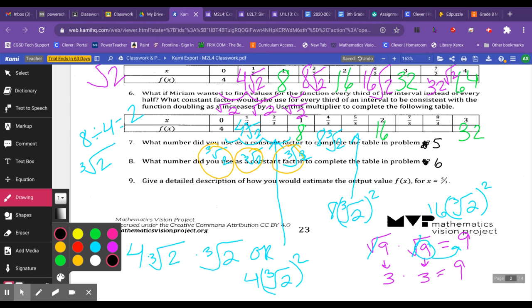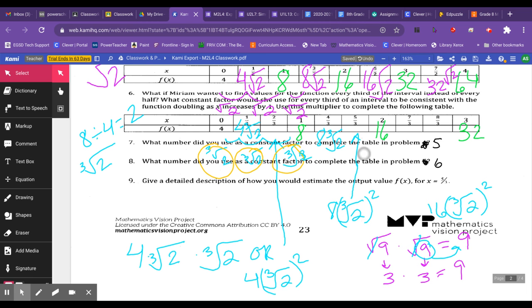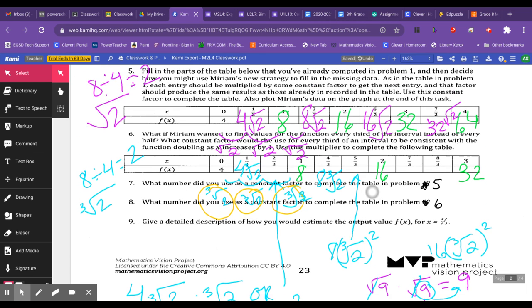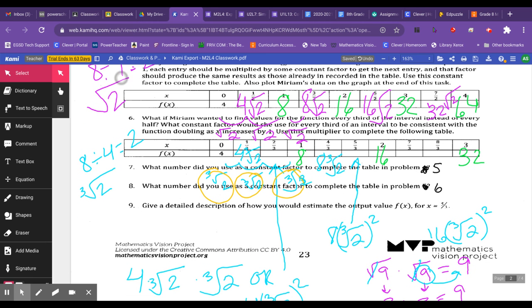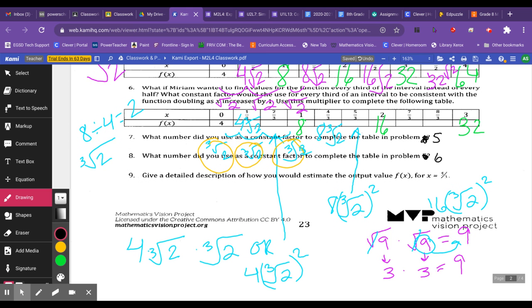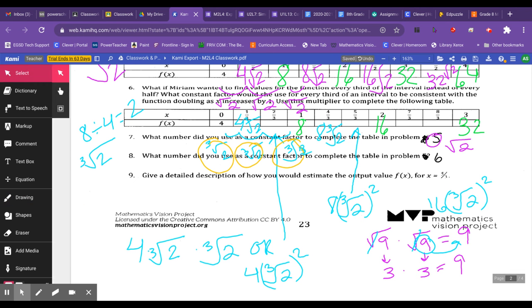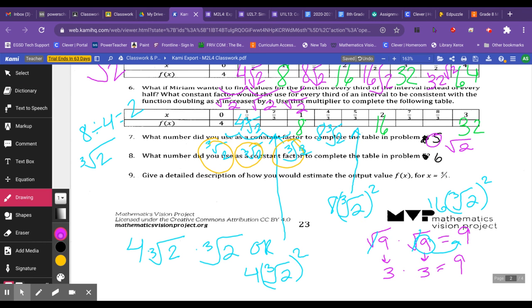So what number did you use as the constant factor to compare in the problem in table 5? So up here, we multiplied by square root of 2. So I'm going to go ahead and mark that. This is a square root of 2 is what we used for problem 5. And so for this last one right here, problem 6, we used cubed root of 2. I'm going to throw that color in here. So for 6, we used the cubed root of 2. Now give a detailed description of how you would estimate the output of f of x for x equals 5/3.